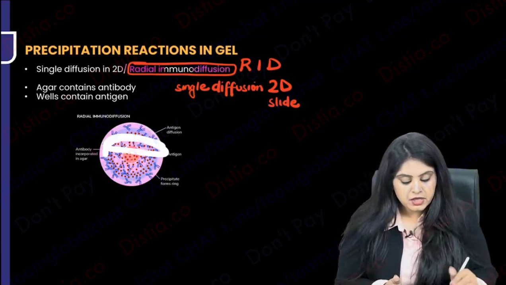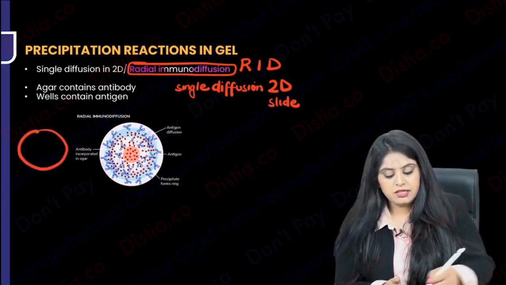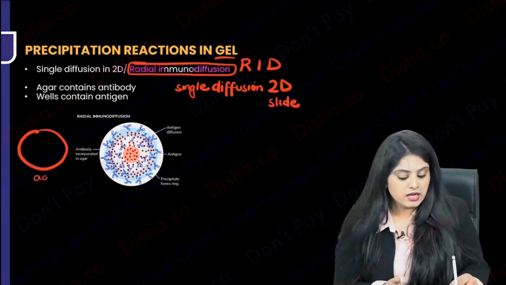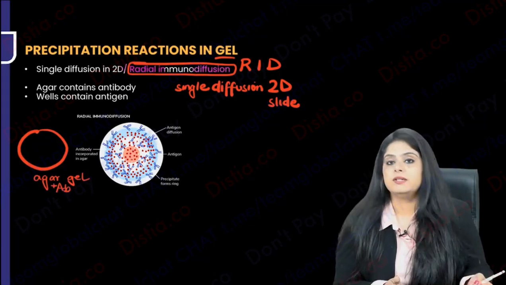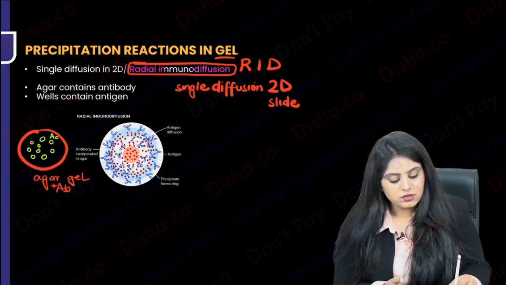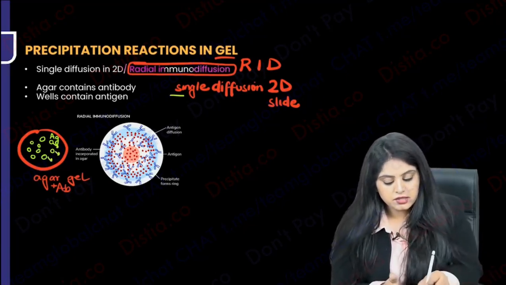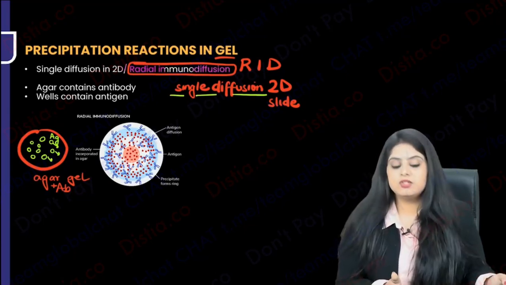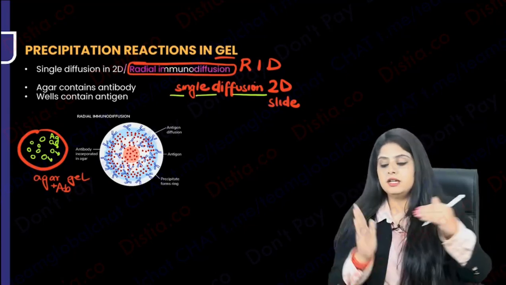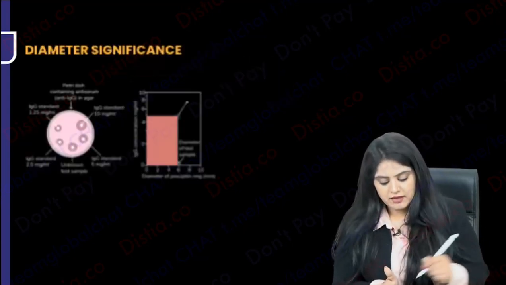So let's have a look at it. What did they do over here? They took a gel, or basically, all of these are gel based. So they took an agar gel, and in that agar gel they have already added an antibody. After that, there are certain wells present in which they are going to add the antigens. And who is going to move? Only the antigen is going to move. Single diffusion, so only one can move. So the antigen will move. Once it meets the antibody, there is going to be a reaction. So you can have a look at this.